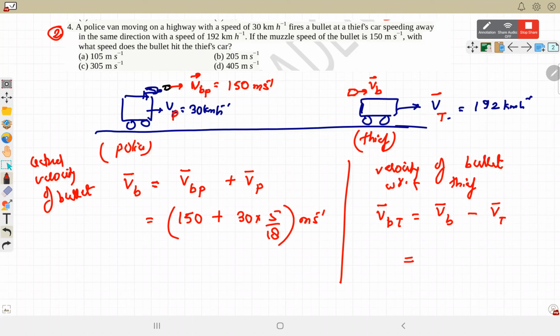Are you getting this? What did we do first? From the police van, the bullet is fired. So the speed of the bullet at the time of firing is with respect to the police van, and the police van is also moving in the same direction. So the actual speed will be, those will be added. Velocity of bullet with respect to police van plus velocity of police van.